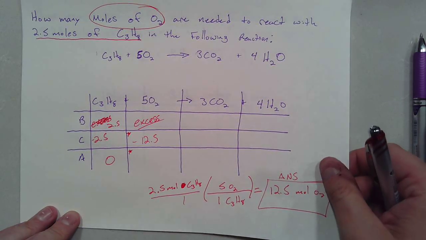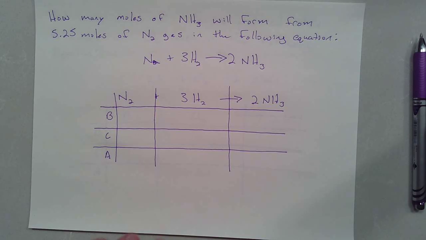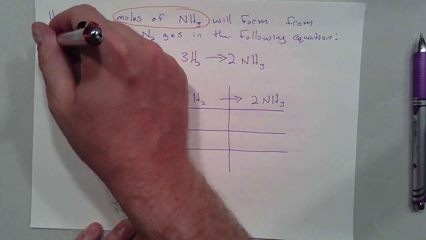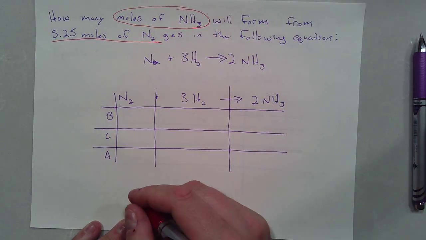Okay, let's try another one. All right, so how many moles of NH3 will form from 5.25 moles of N2 gas in the following equation? So again, pause here. I'll assume that you've unpaused the video to try this on your own. So we're looking for moles of NH3. I'm given moles of N2. So I can put these down here.